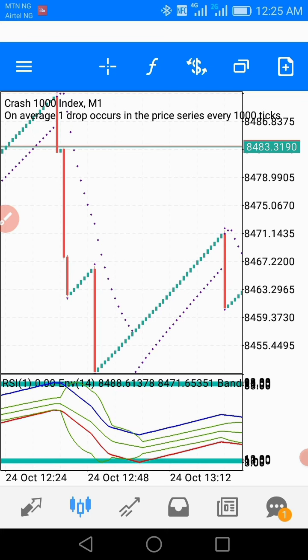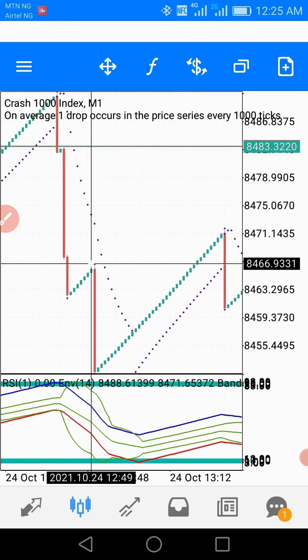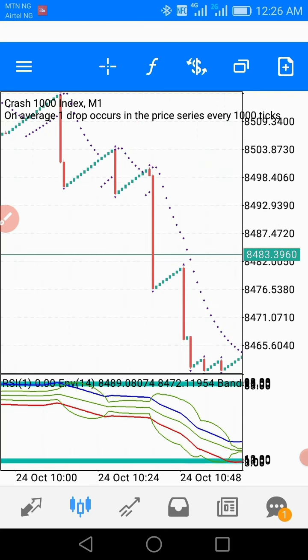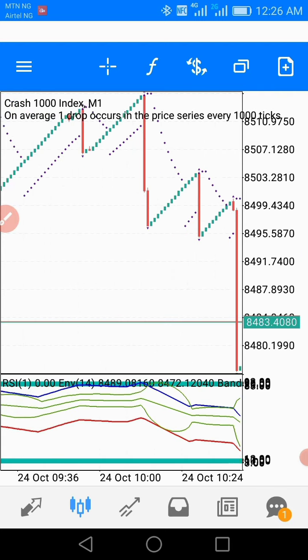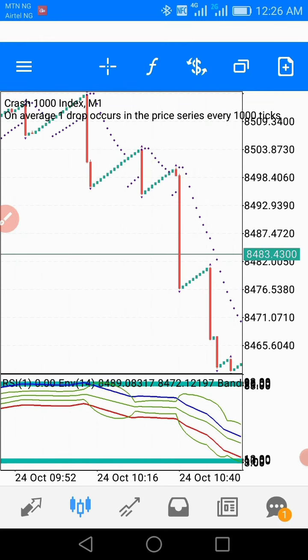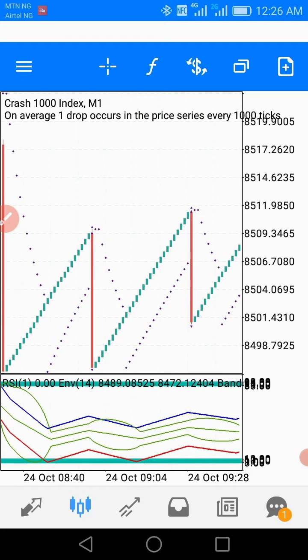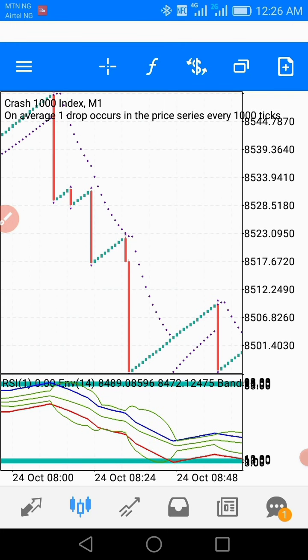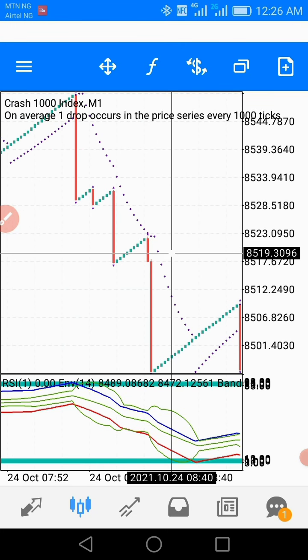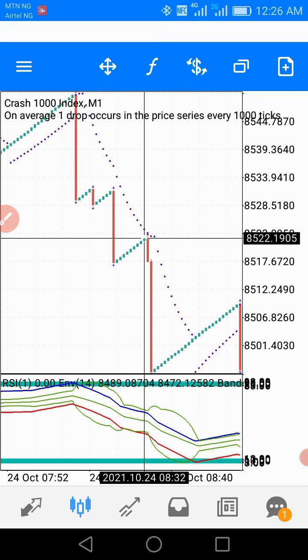Now let's check the pip value made by this and see if our conditions were met. It wasn't met. It was 15 pips, so you wouldn't have taken this trade. You would not have taken this trade. Okay, now let's check this. What happened here?